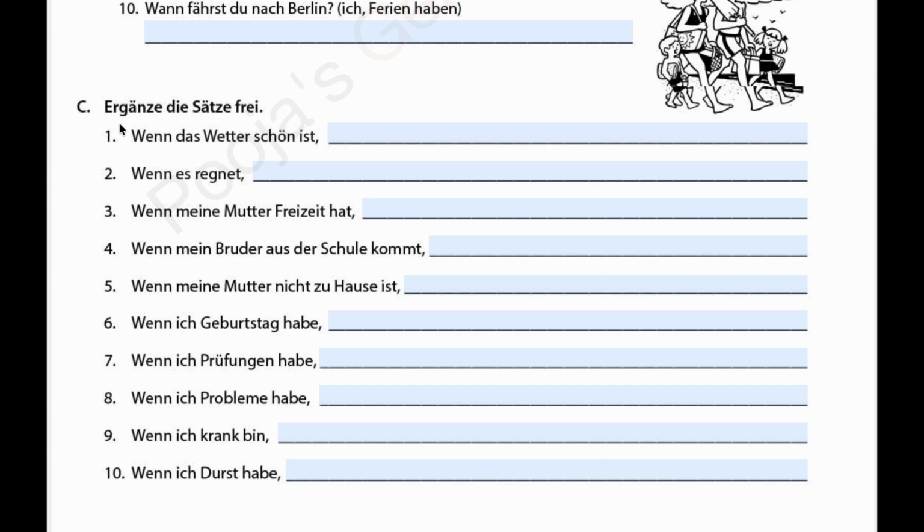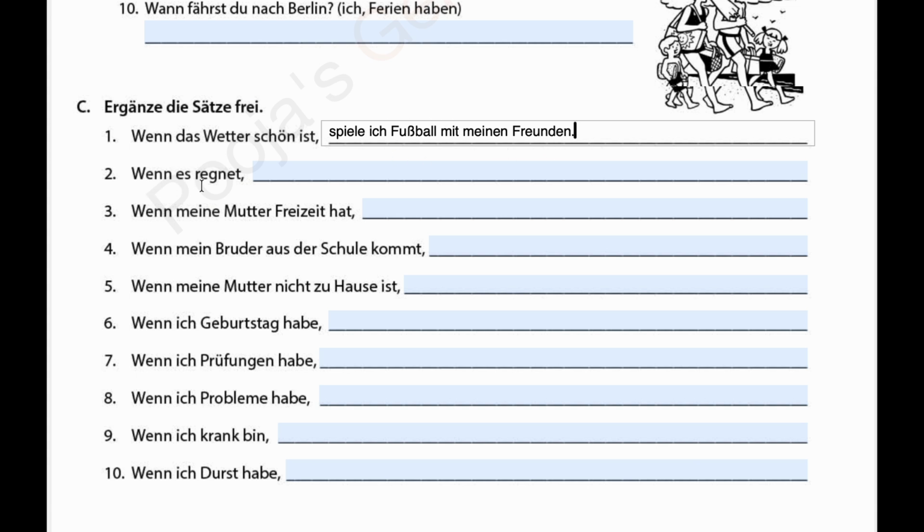So now we have the last exercise of your book, that is Ergänzen Sie die Sätze frei. So we already have the beginning of the sentences given and we just need to complete it. For example, wenn das Wetter schön ist, if the weather is good, dann spiele ich Fußball mit meinen Freunden. Okay? So the condition here is when das Wetter schön ist, if the weather is good. So your sentence is that I will play football with my friends.